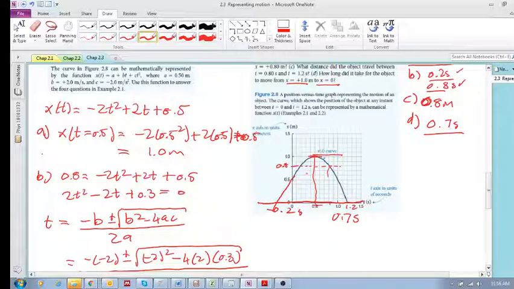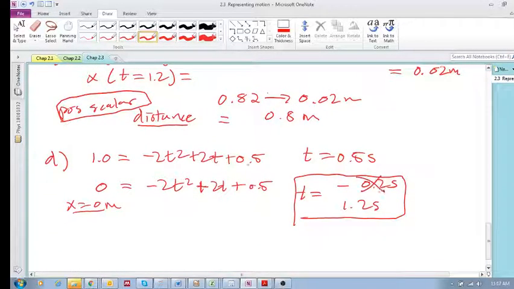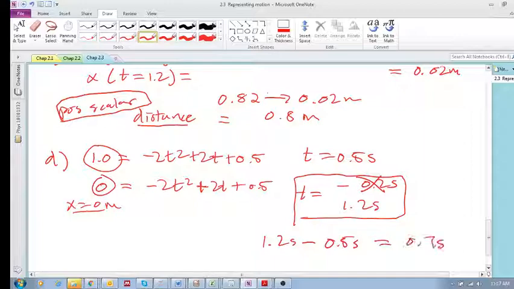The one that we're interested in, however, is only this one. So we discard that one and we say, how long did it take to move from 1 meter to 0, back to the origin? It took 1.2 seconds minus 0.5 seconds, which is 0.7 seconds.